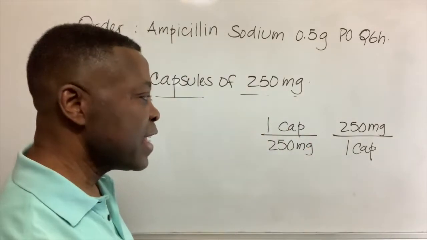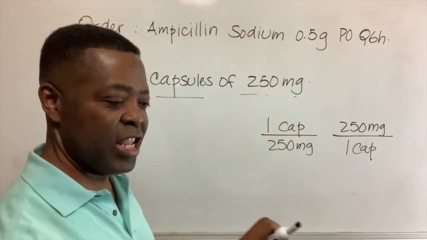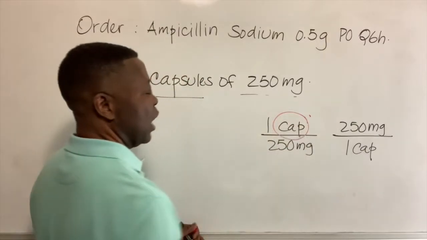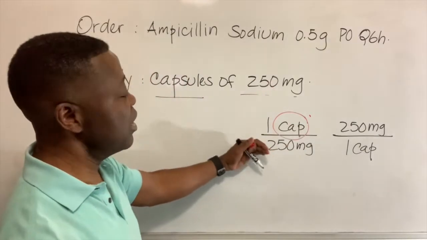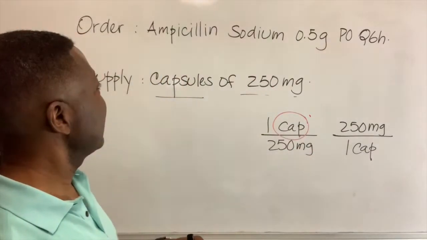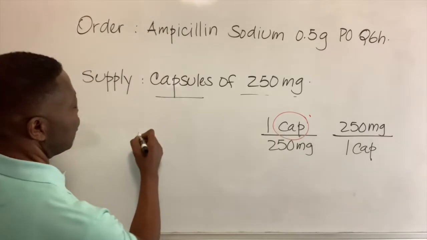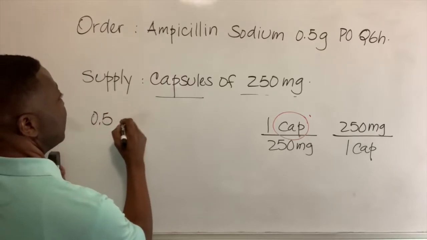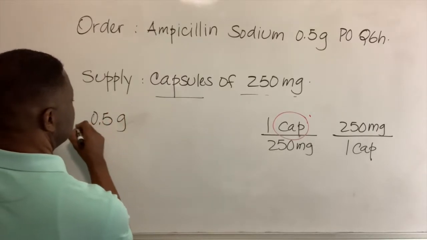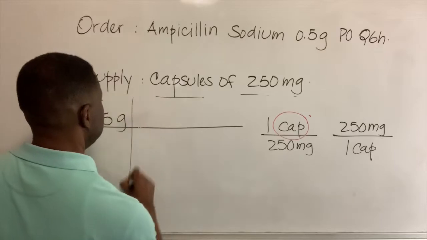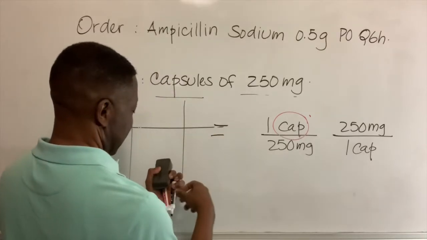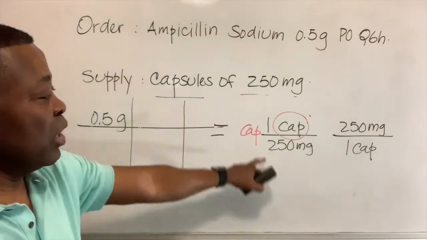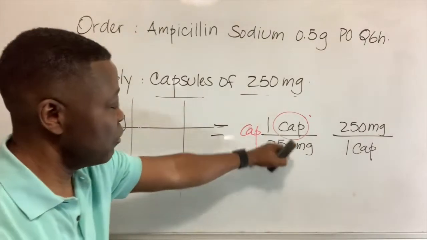Now, what will be the unit in your answer? The unit, as we said in the beginning, will be in capsule. So I know I'm going to be using this one instead of the second one, right? Now let's get to it. I start with my order, 0.5 gram. This is what I start with. And my answer will be in capsule. I use one of these two ratios. Which one do I use? I use the first one.